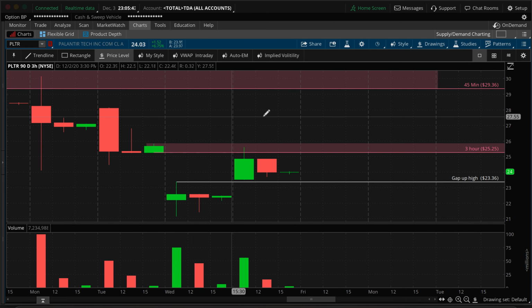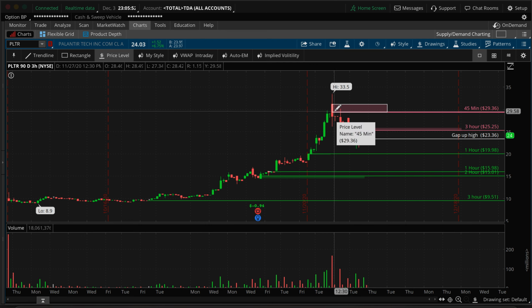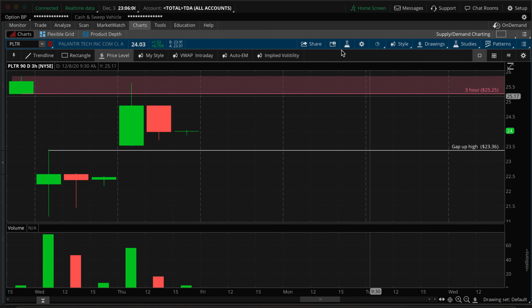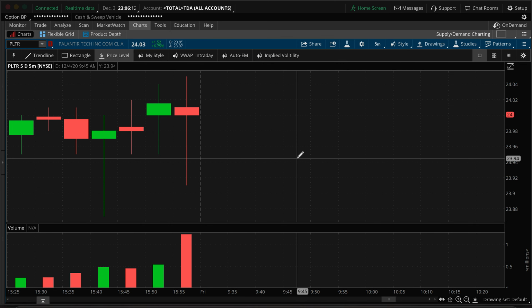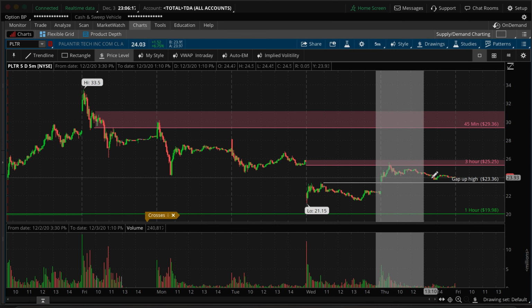Then we also do have on Palantir a 45-minute supply up here that formed. It really could run all the way up to the all-time highs, but this was the 45-minute zone, which is from this huge rally that we've had. But if we go into a smaller time frame on the intraday for today, go to the 5-minute here, then we can look at today.